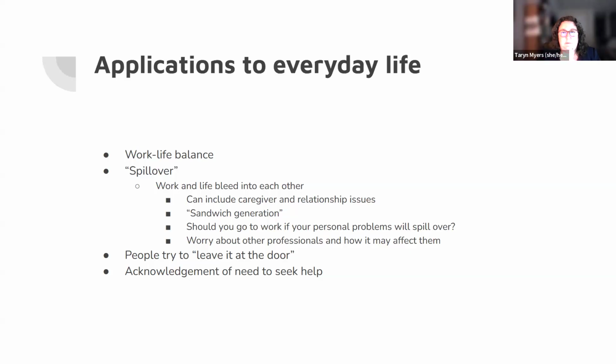Should you go to work if your personal problems will spill over? Mental health days are a thing, right? And people should probably take them, but not everyone has the ability to do so. If you're a shift worker, you basically just don't get paid if you don't go to work, if you don't have any sick days or anything like that. So this becomes really tough.